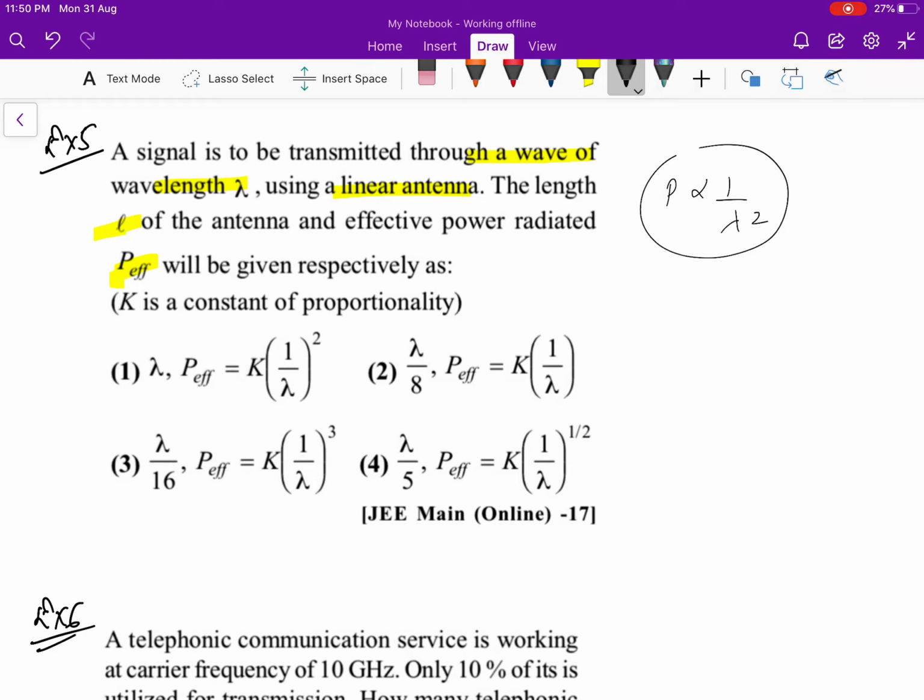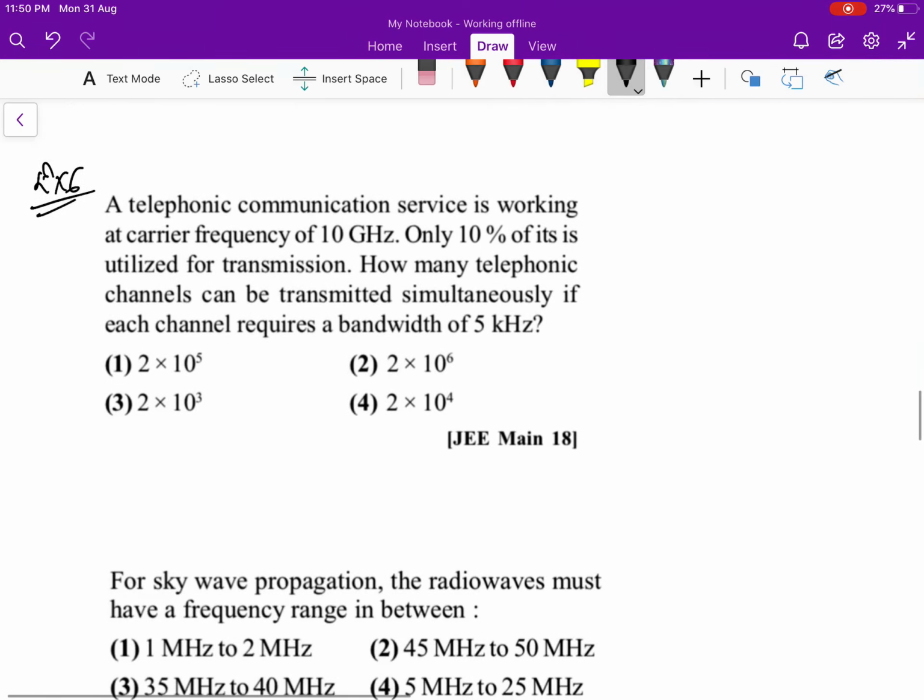So based on this, power is 1 by lambda square, you are left with only one choice, and the minimum length is lambda by 4, you can have greater than that. So the first is the most appropriate out of this. So just remember, minimum antenna length is lambda by 4 and power for a given length of antenna is inverse to lambda square or proportional to f square.